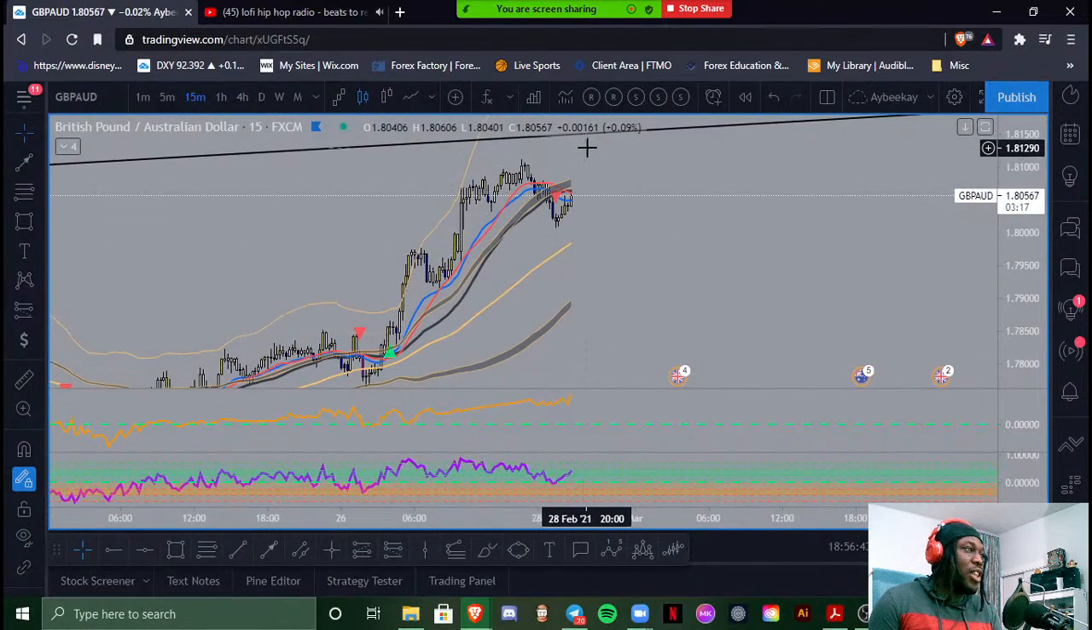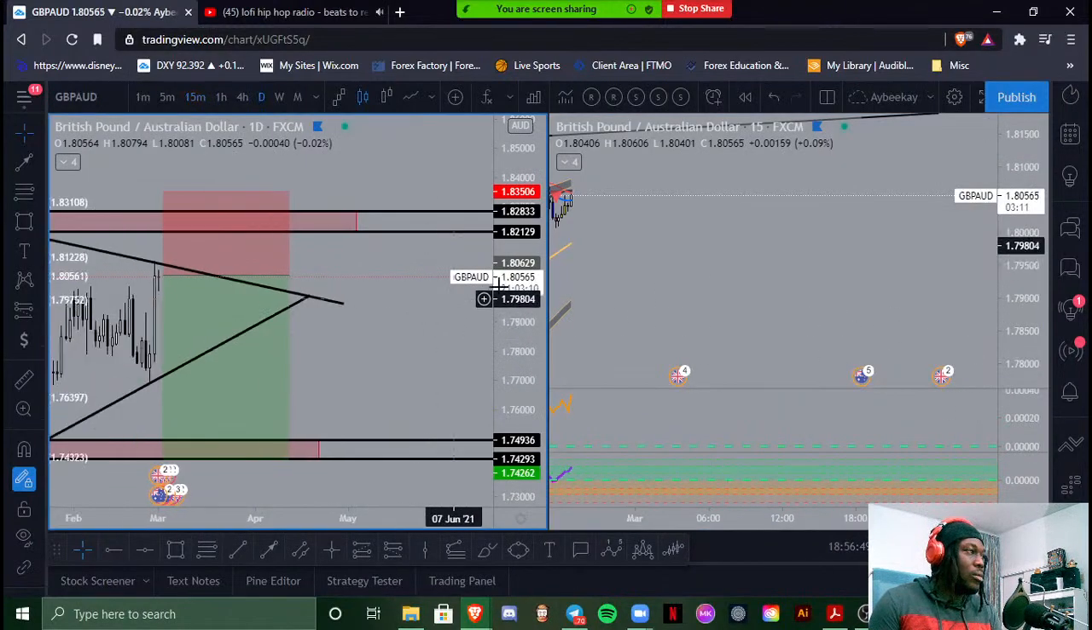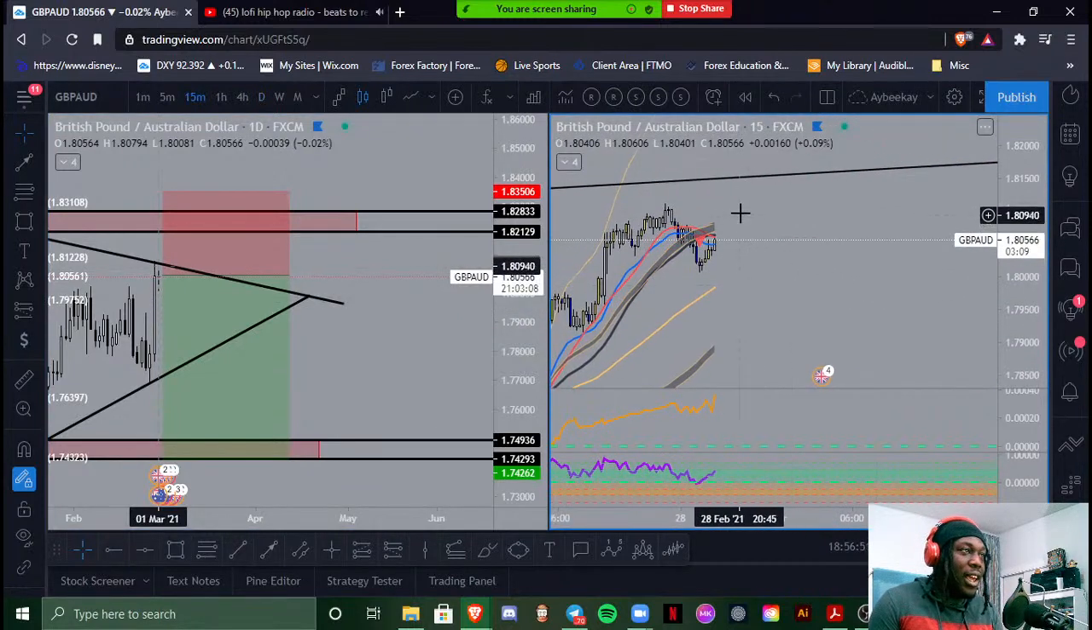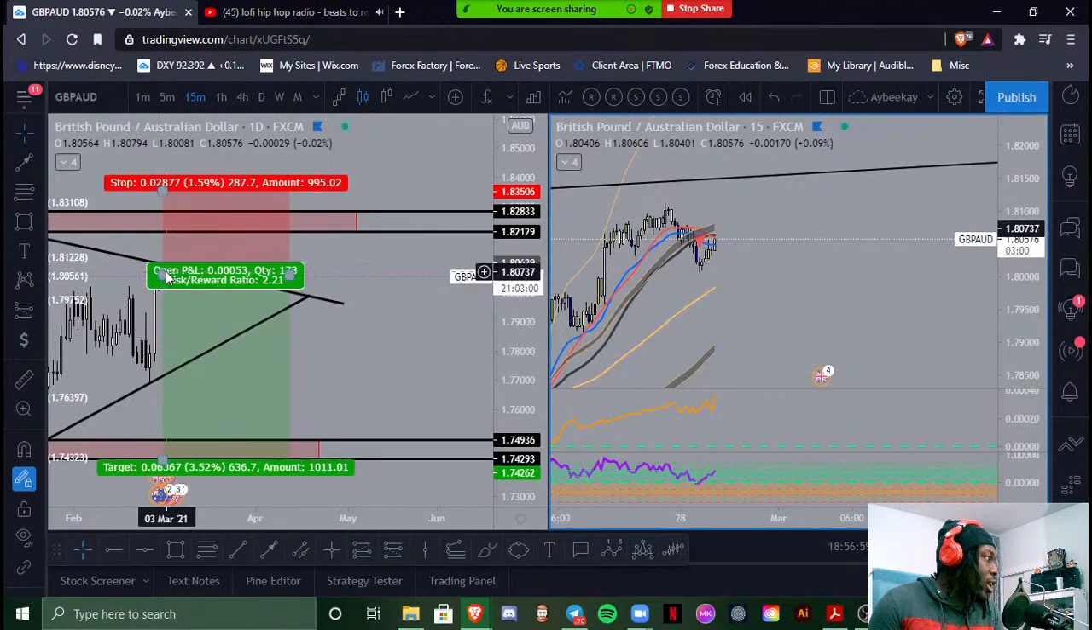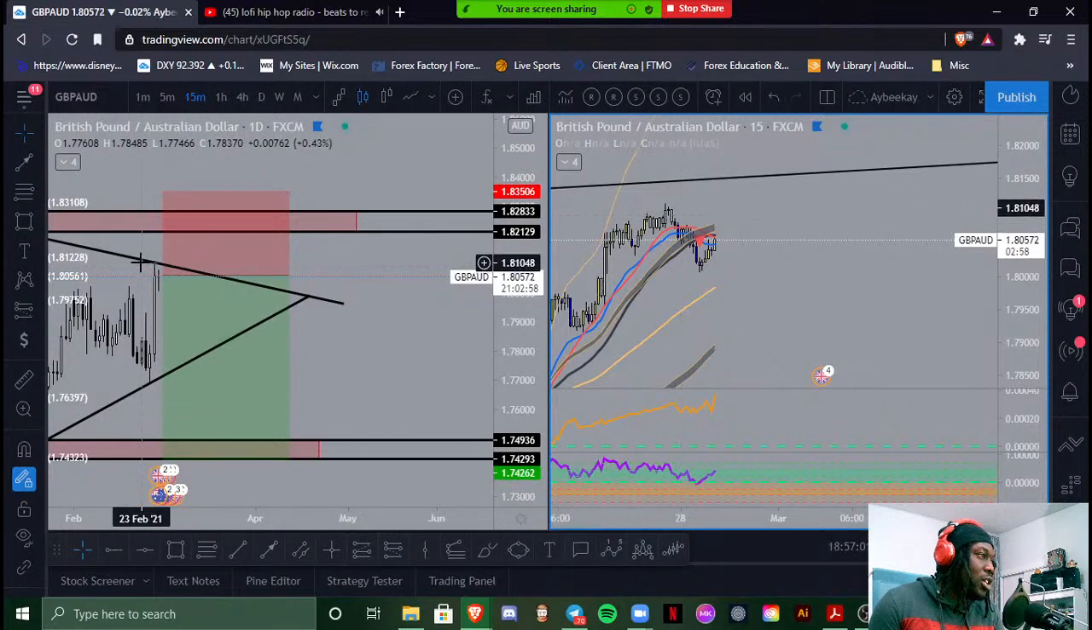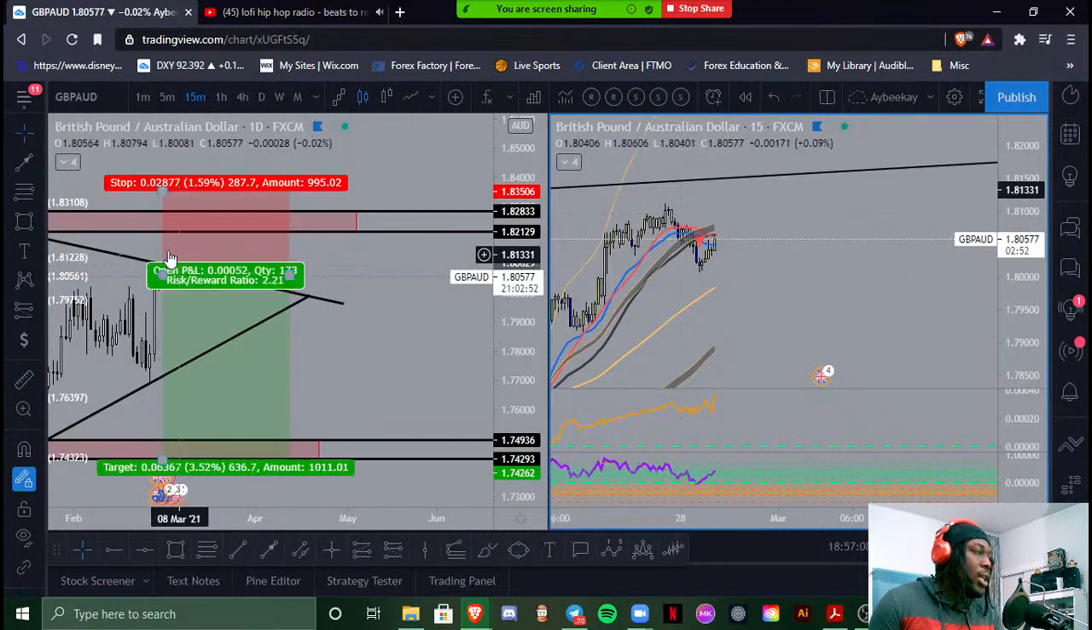If this calls for the exit, then most likely, let me just go over here. If it calls for the exit, it's going to call for the exit most likely at 1.80965. And where is price coming up to? 1.80965. Let's see. Okay, it'd probably be like right at the trend line. Ooh, that would be tough.